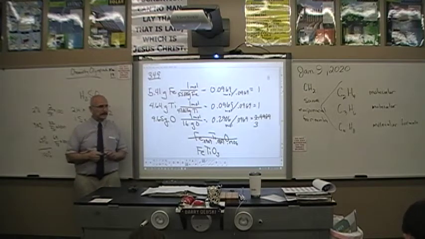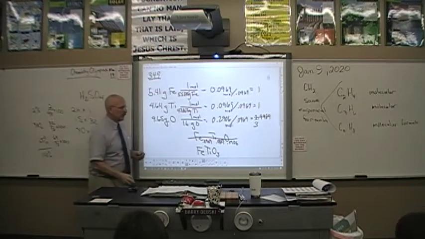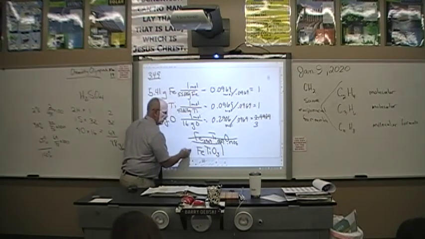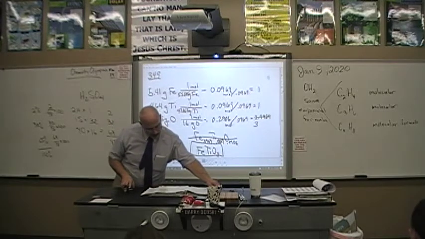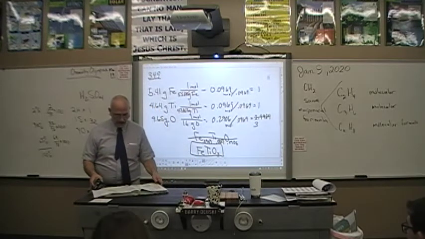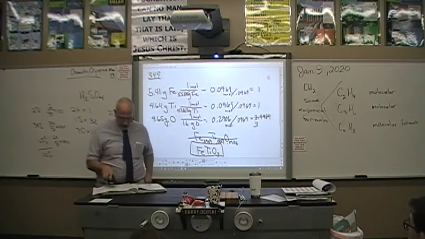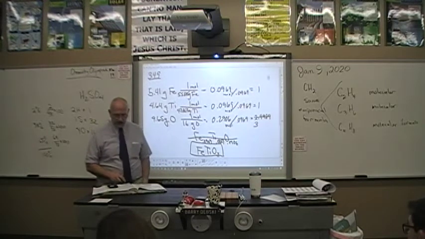FeTiO3. And that is my final answer. This is the empirical formula for ilmenite. Yeah, interesting. And it's the raw ore that titanium comes from. Really cool.